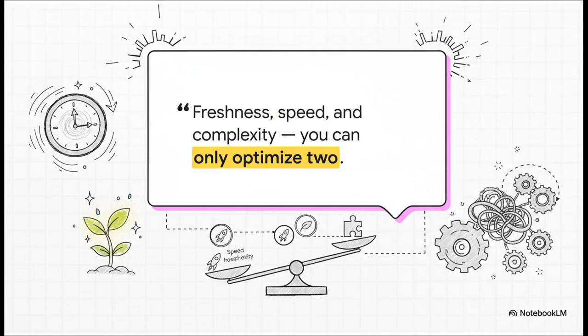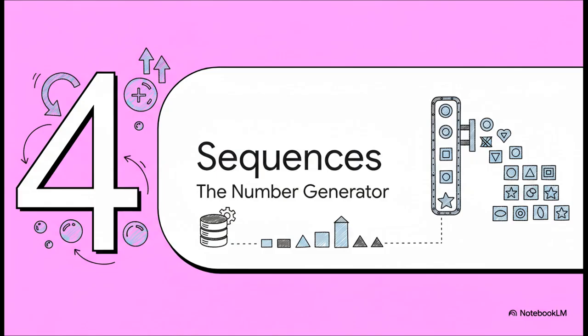This right here, this is one of those professional rules you just have to burn into your brain. You're dealing with the triangle of freshness, speed, and complexity. If you want blazing speed and perfectly fresh data, your refresh process is going to be super complex. If you want speed and a simple process, you have to be okay with your data being a little stale. You can't have it all. Pick two.